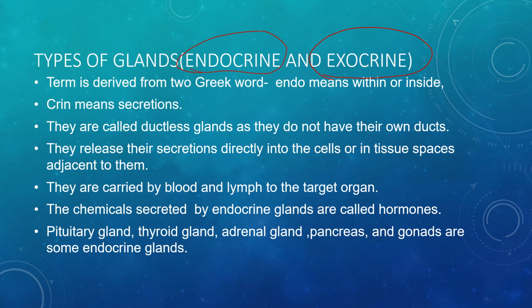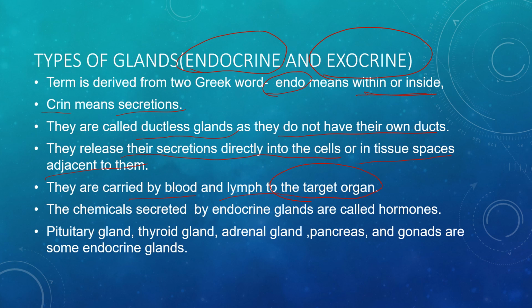So what is the difference between these two? First, we should know that this term is derived from "endo", which means within or inside, and "crine" means secretion. So these are the ductless glands, and as they do not have their own ducts, they release their secretions directly into the cells or the tissue spaces adjacent to them. These tissue spaces or cells carry these chemical materials by the blood or the lymph to the target organ. These hormones or chemical messengers secreted by the ductless glands are carried through the blood to the target organ.